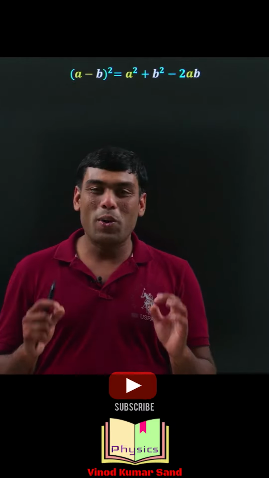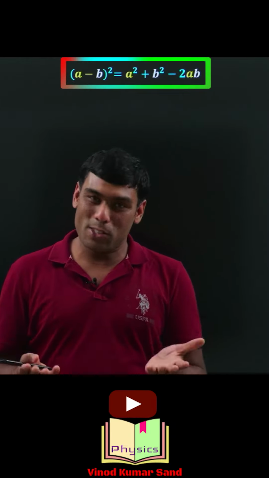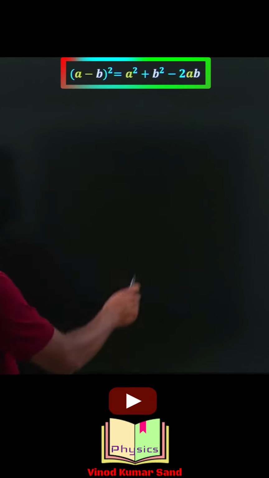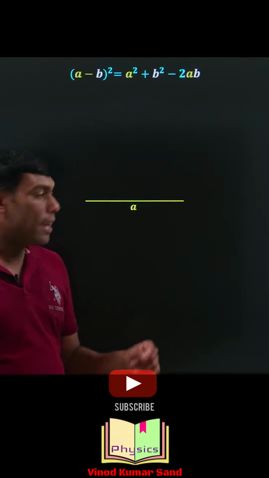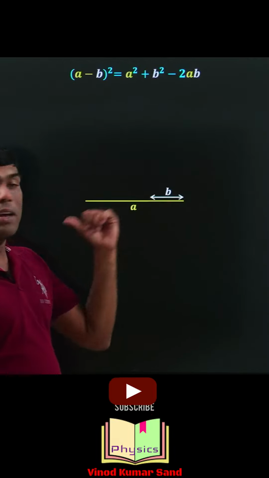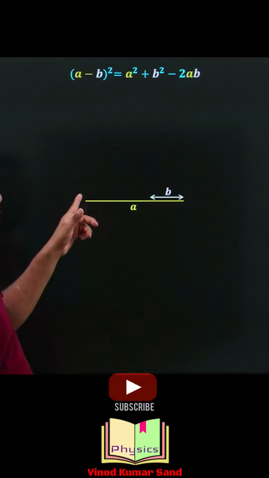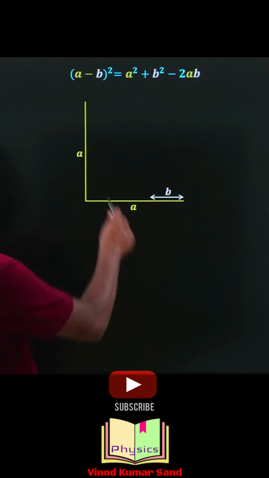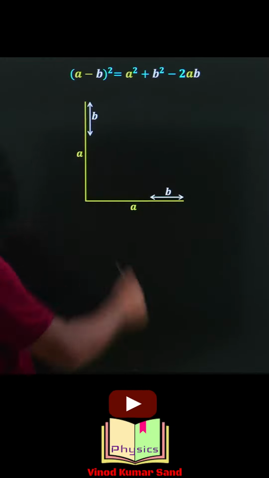A minus B whole square is A square plus B square minus 2AB. Let's have a quick proof. Suppose we have a straight line having the length A. Then we consider a line segment having length B. Similar straight line I am taking here having the length A. And similar line segment I am taking here having the length B.